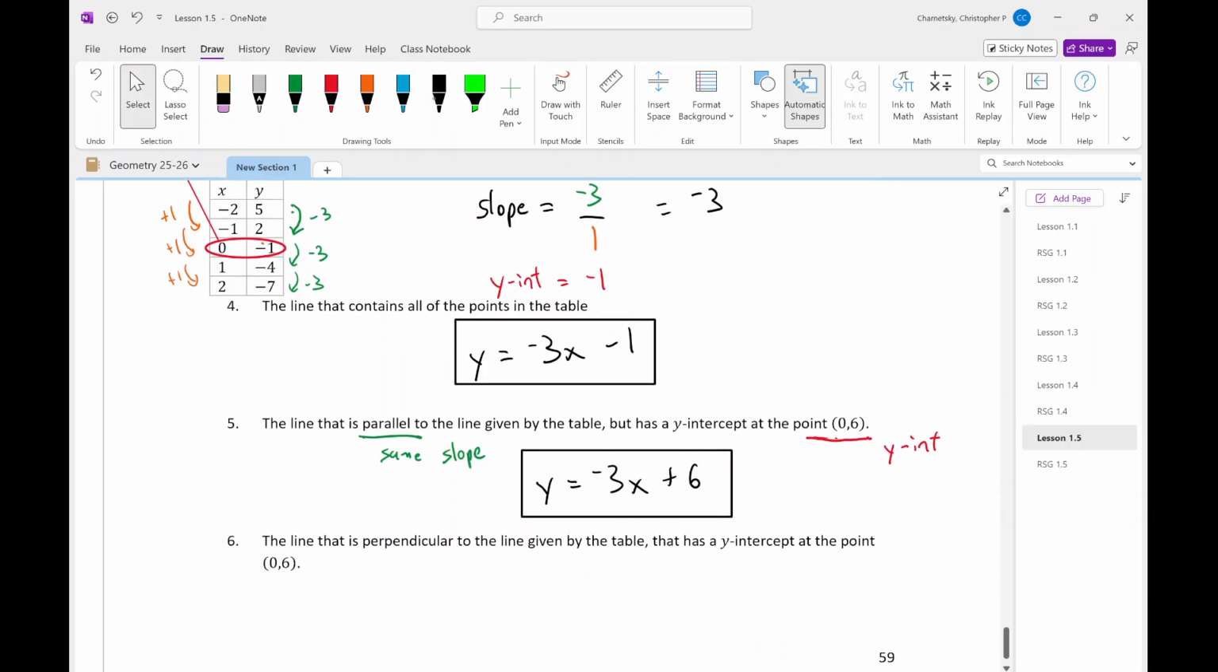And finally, if a line is perpendicular, that means we have opposite reciprocal slope. So instead of 3/1, or sorry, -3/1, it's going to be a slope of +1/3. Okay? Flip that slope upside down and change the sign. And again, our y-intercept is still at 6. So our equation would be y equals 1/3 x plus 6.